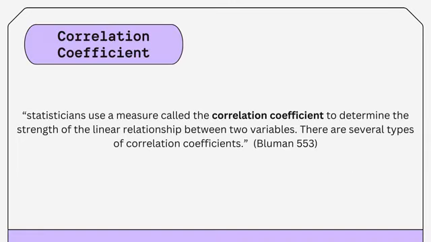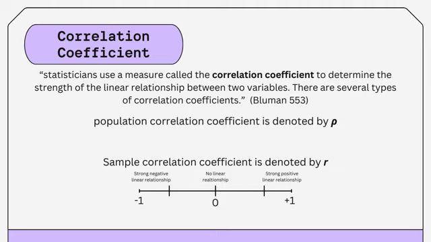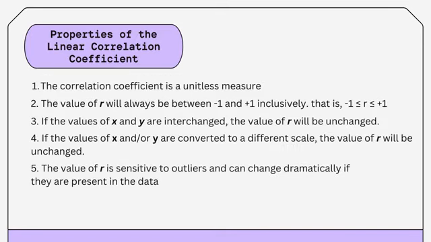Correlation coefficient. Population correlation coefficient is denoted by rho. Sample correlation coefficient is denoted by lowercase r. These are the properties.